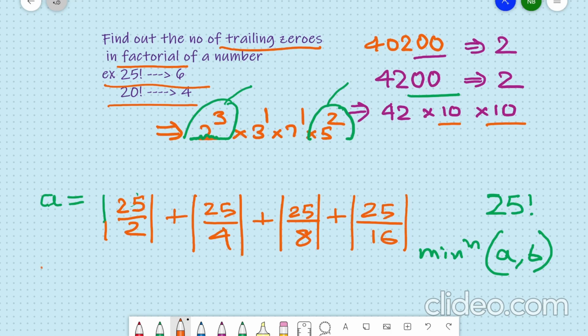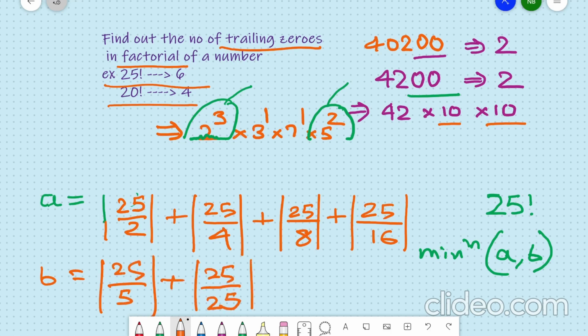Right. B, 25 by 5. Again the same thing. Every fifth number has got a 5 in it. Next 25 by 5. I will stop my operation over here. Now there are two things. From the aptitude point of view, it's a little theoretical in nature. From the programming point of view, it's very simple. The program will be very simple.